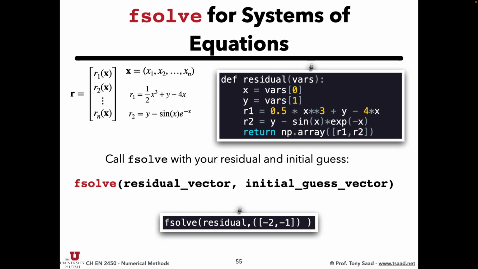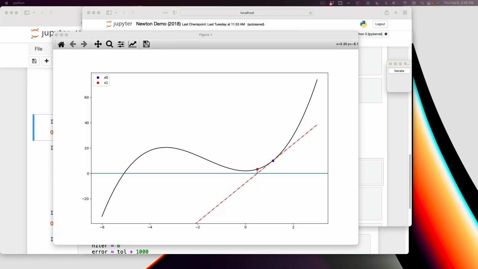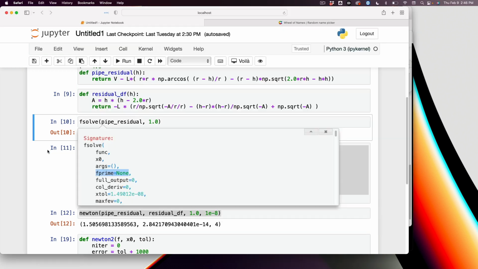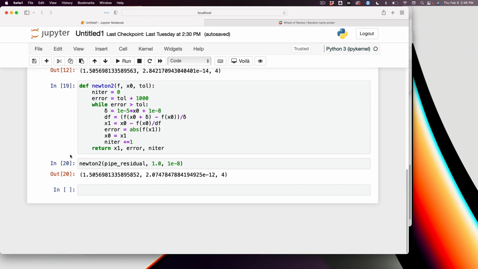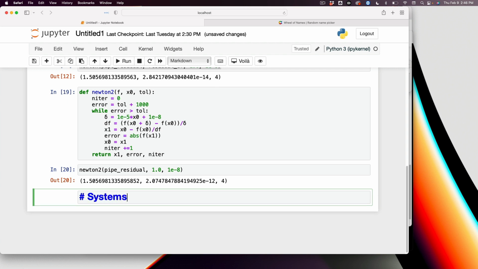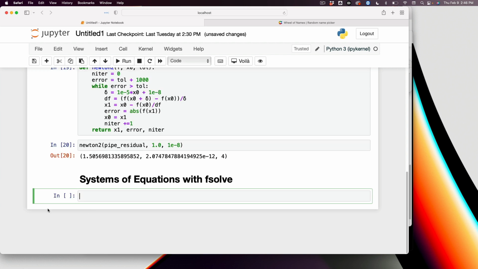All right, let's do this together in Python. Get your notebook. Okay, let me close this. So we can work with the same notebook because we already have the fsolve imported. Okay, so let's just call this systems of equations with fsolve. All right, let me get my slides.